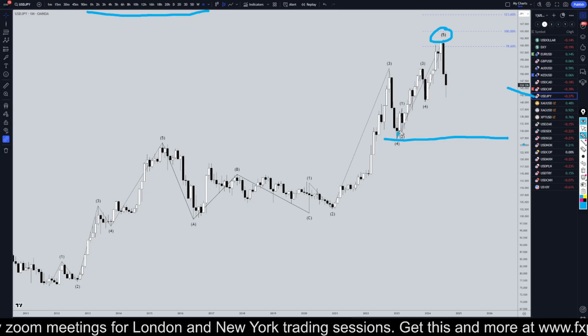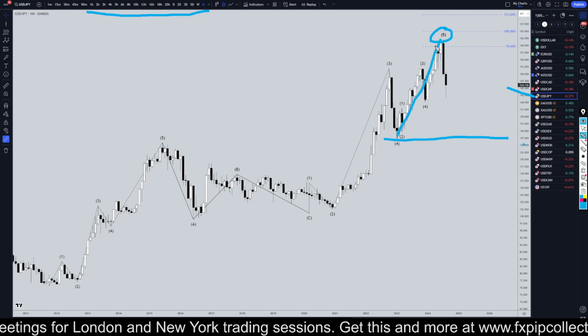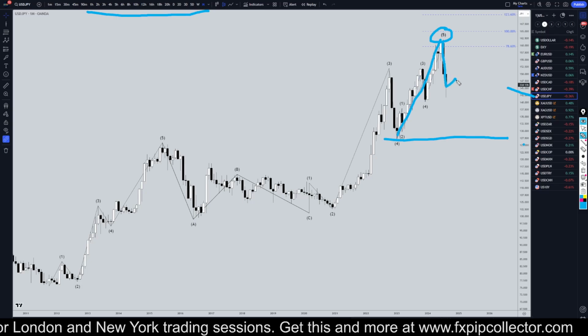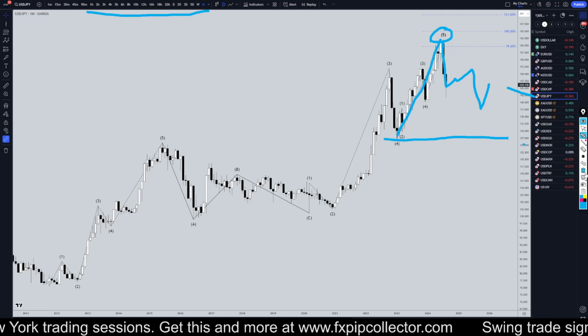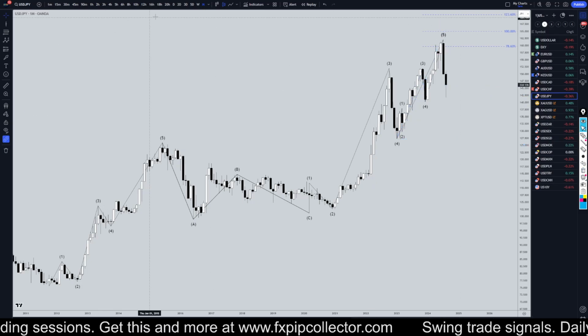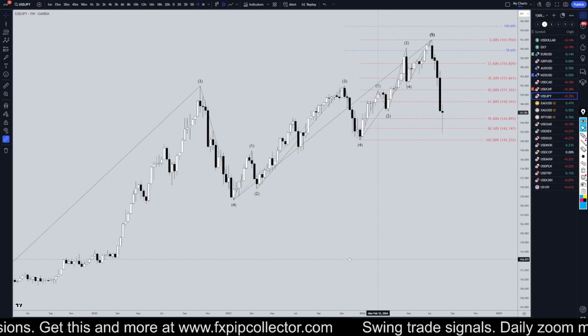Or possibly it's just a correction to the last 5 waves up, which is actually what I think is going to happen on most of the other yen pairs. So we have to keep an eye out because it possibly could just make a correction to the last move up. Either way should lead to a pretty big move to the downside on shorter time frames.